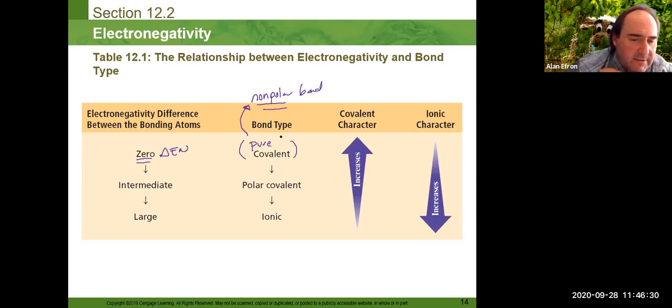And the difference between those two, for example, the real classification difference is carbon and hydrogen. If you remember, the difference in electronegativity was 0.4, and that is a non-polar covalent bond.